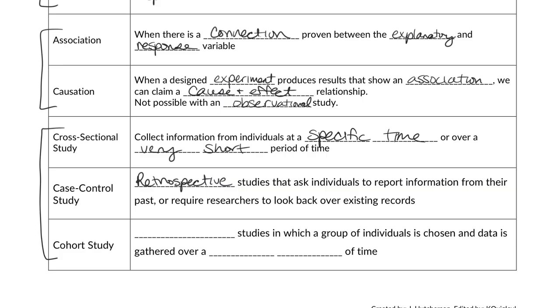On the other hand, a cohort study is a prospective. It's the opposite of retrospective. It's looking forwards. So a prospective study in which groups of individuals are chosen and data is gathered over a long period of time. So there are three study types. Cross-sectional is like now. Case study is retrospective, so the past. Cohort study is long-term in the future.